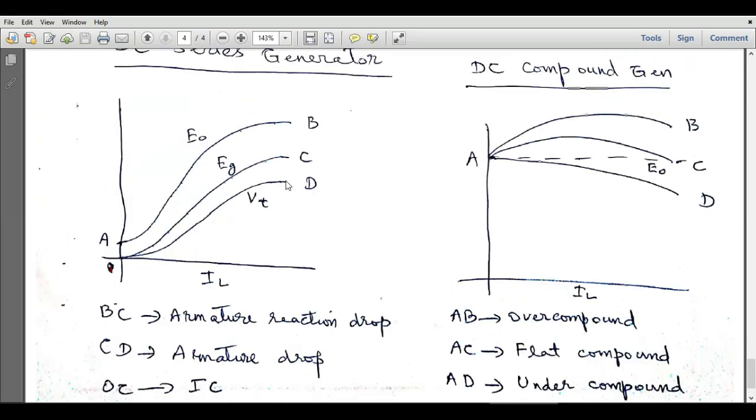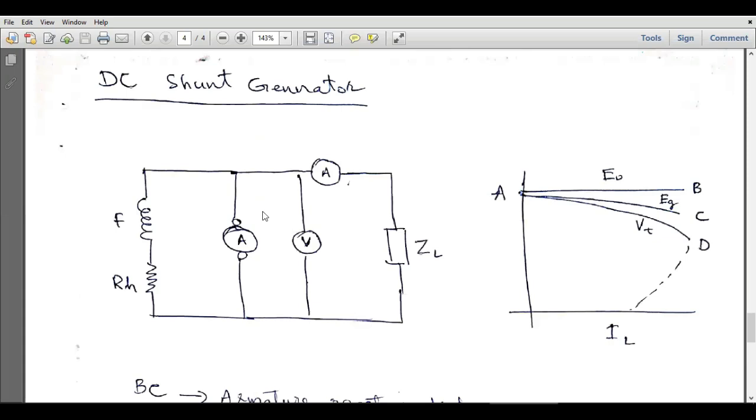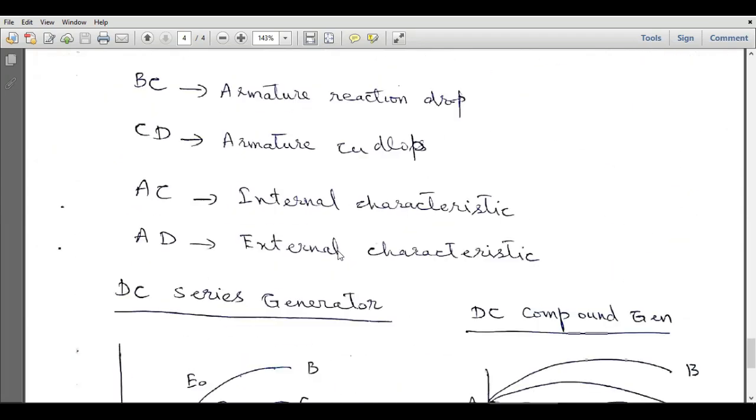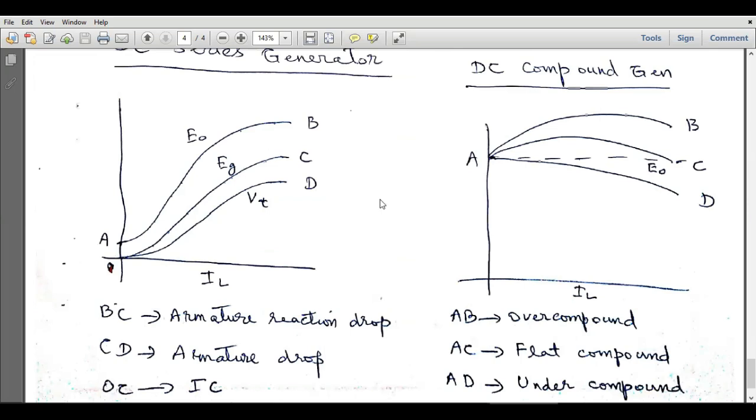So OD is the external characteristic. So these are the characteristics of the DC series generator. And if we check the characteristics of DC shunt generator, we can see that as a result of increasing the load current, output voltage decreases. And here, as a result of increasing the load current, output voltage increases.